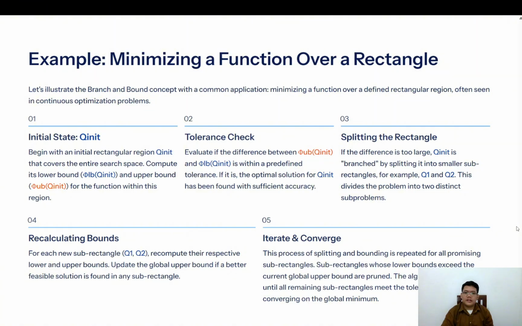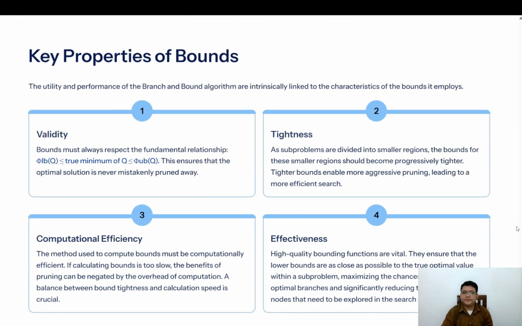And last, iterate and converge. This process of splitting and bounding is repeated for each promising subrectangle.